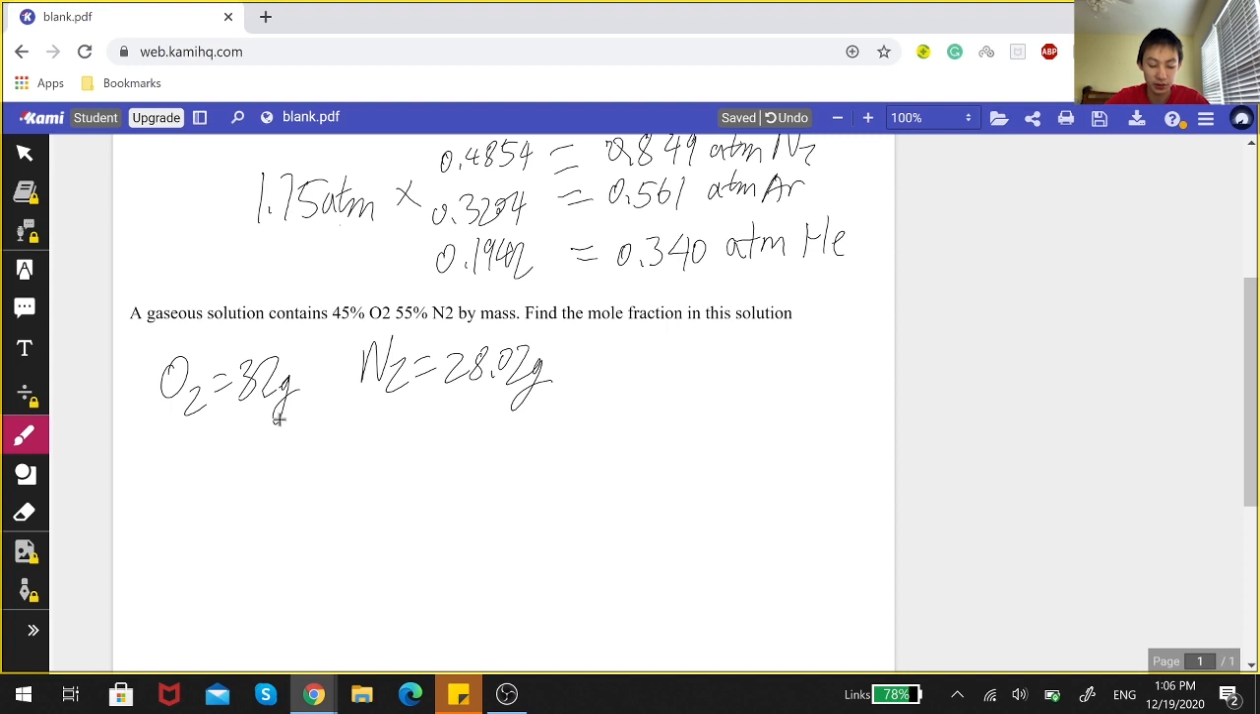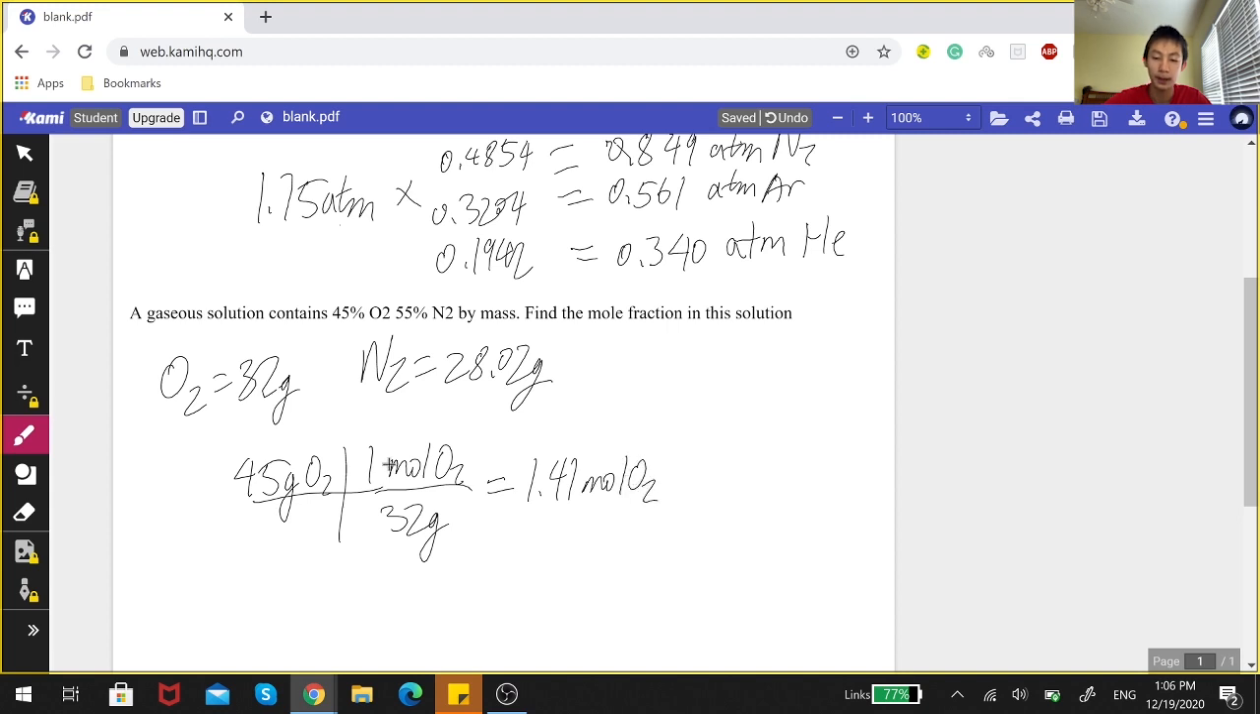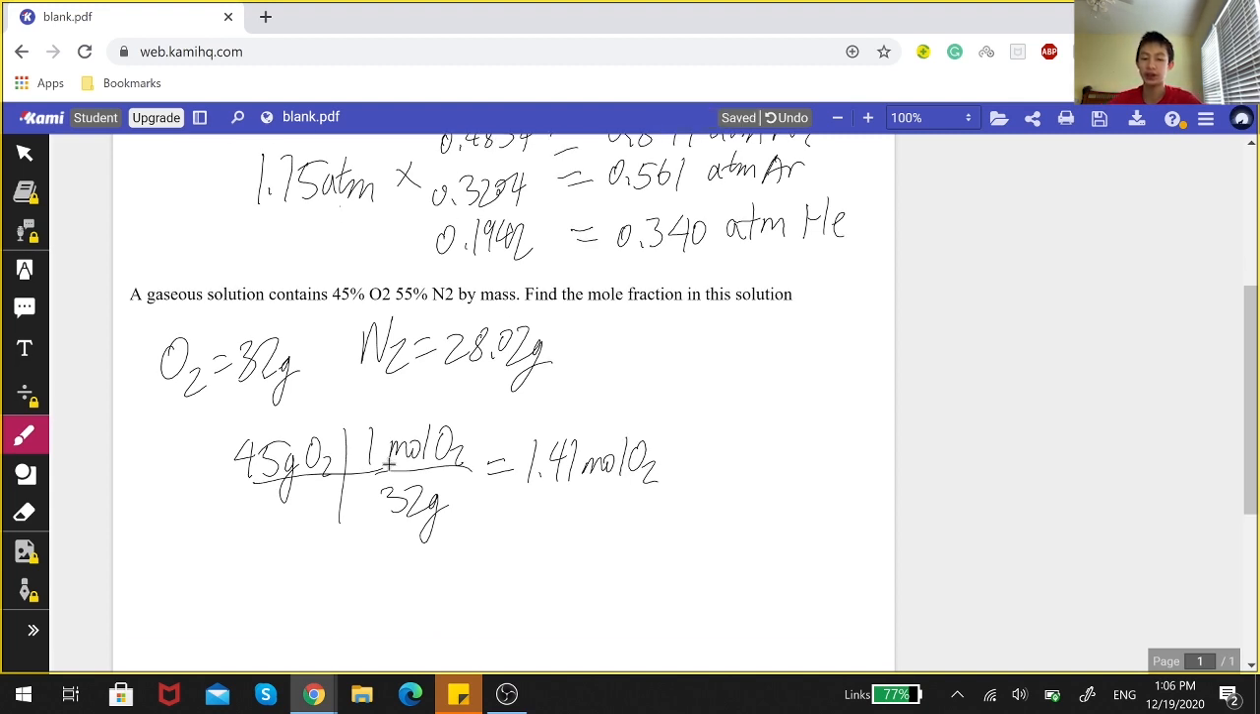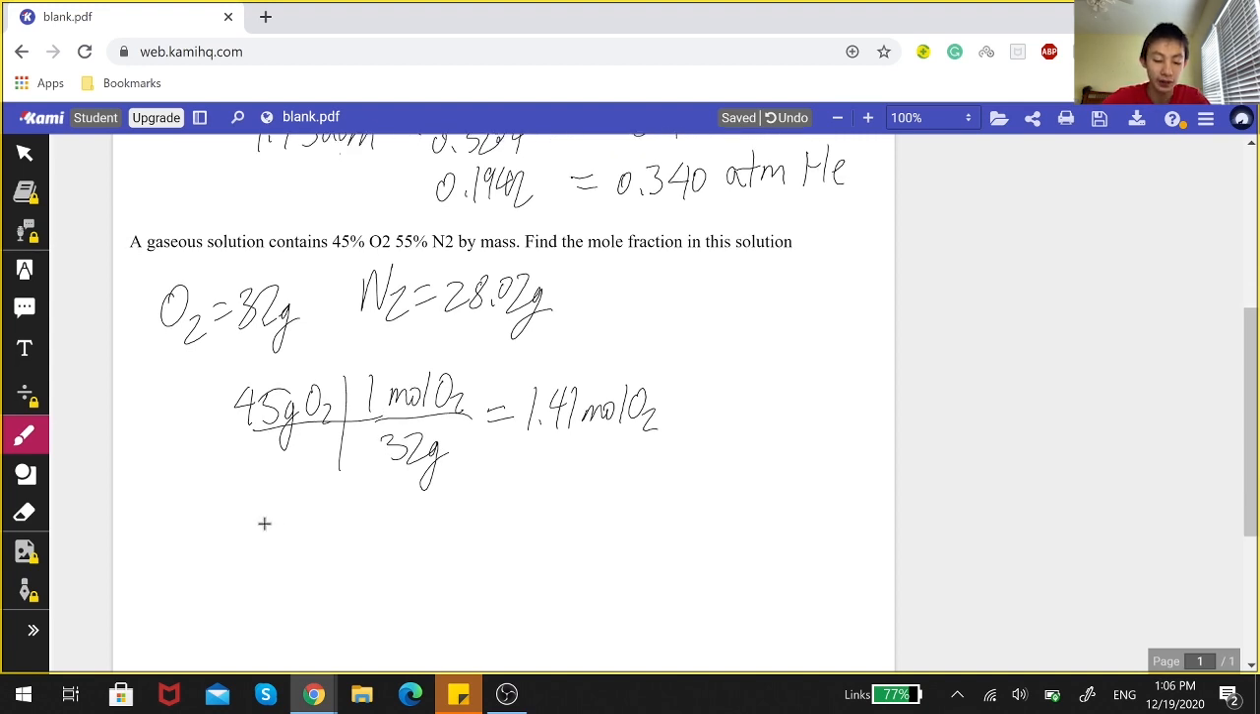Now we use the percentages. We have 45 grams of O2 over 1 mole of O2, which contains 32 grams, to see how many moles we have in our container. And that should give us 1.41 moles of O2. Remember, in order to find the mole fraction, we first need to find the number of moles of each thing. Our second gas is 55 grams of N2 over 1 mole of N2, which is 28.02 grams. So 55 divided by 28.02 should give us about 1.963 moles of N2.